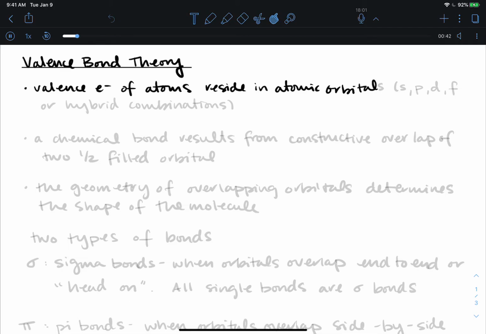And these atomic orbitals can be the ones that we know well already. So S, P, D, or F. Or, as we will build up in this module, they could be hybrid combinations of these orbitals.